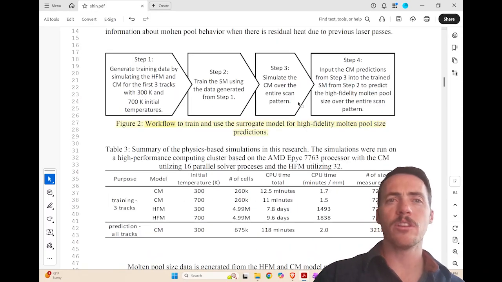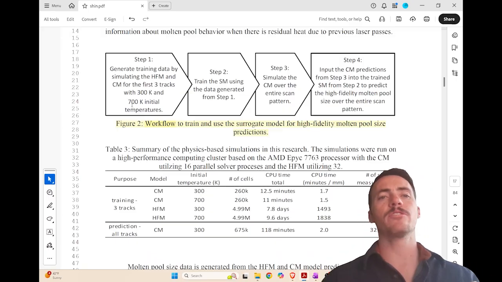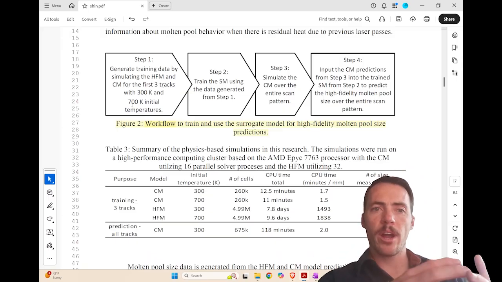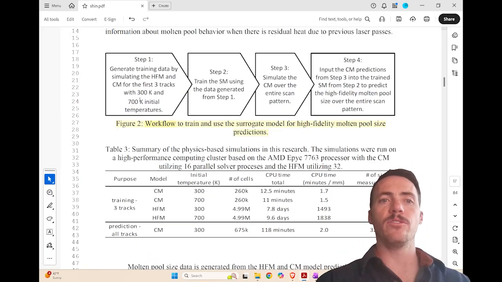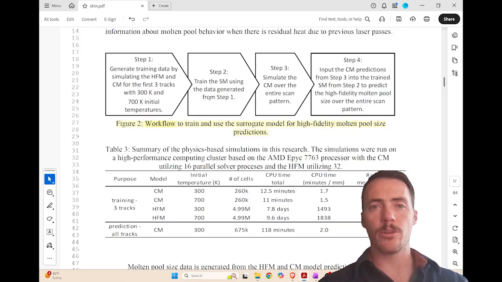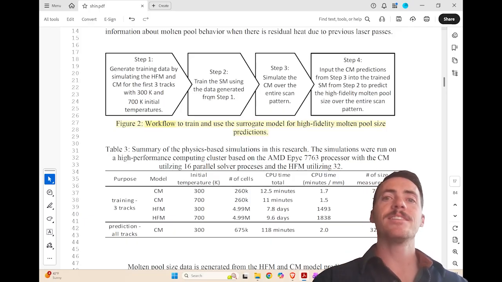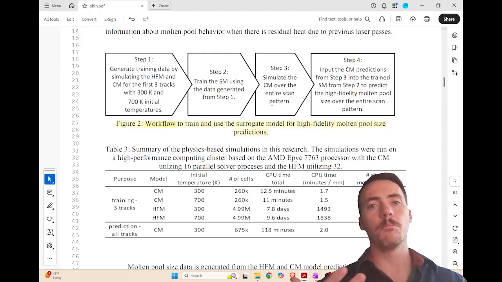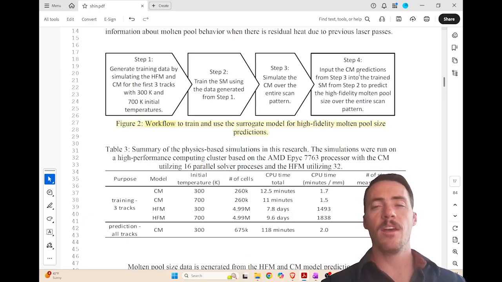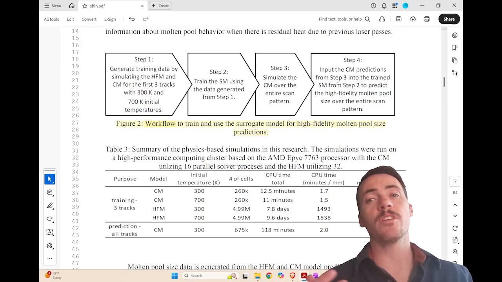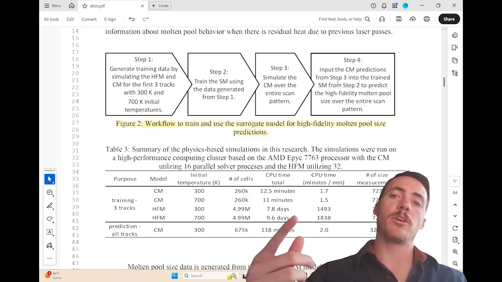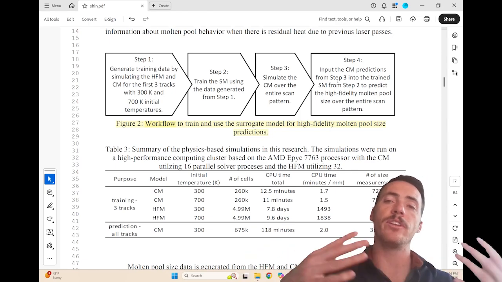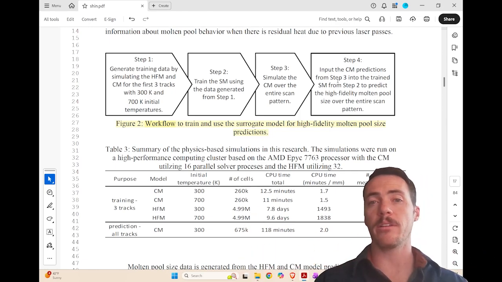So their workflow looks something like this. Generate data where you're simulating over the same 3-track region with both models at these 2 different temperatures. Train a surrogate model using that data. Simulate the conduction model over that entire pattern. And then input these CM predictions from step 3 to the trained surrogate model from step 2 to predict the high fidelity pattern for the entire pattern.